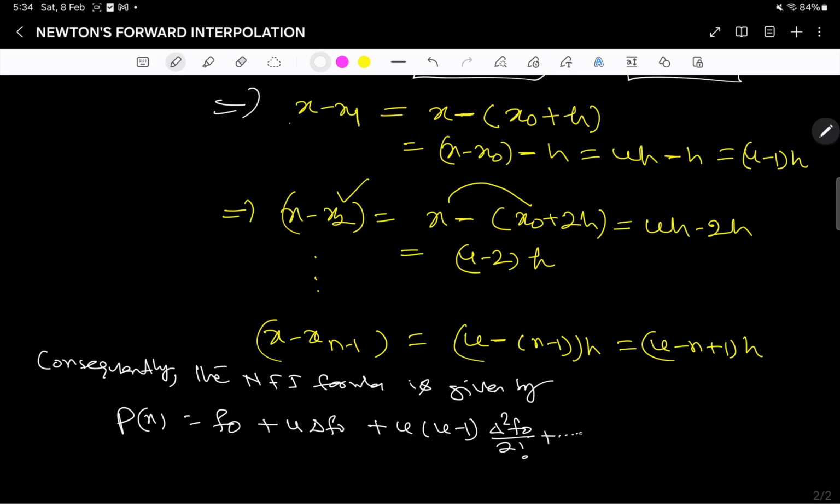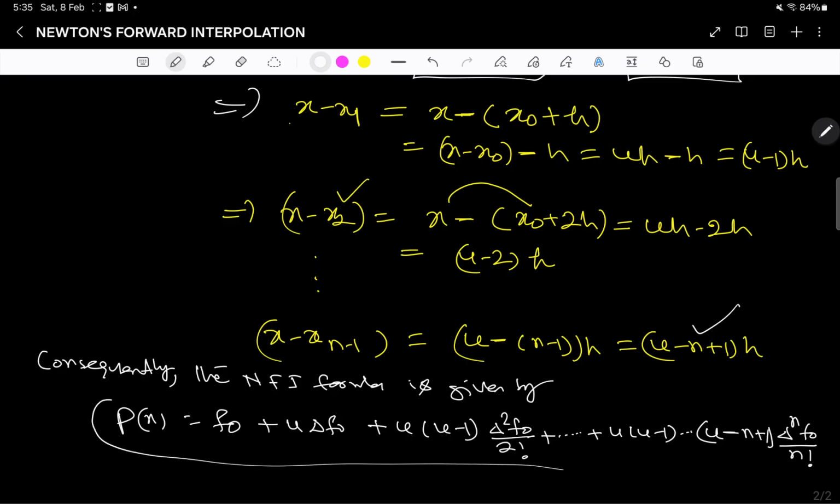If we go on continuing like this, it is u into u minus 1 up to u minus n plus 1. You see this one, it is del n f0 by factorial n. There will be no h here in this calculation. So this is the formula for your practical use.